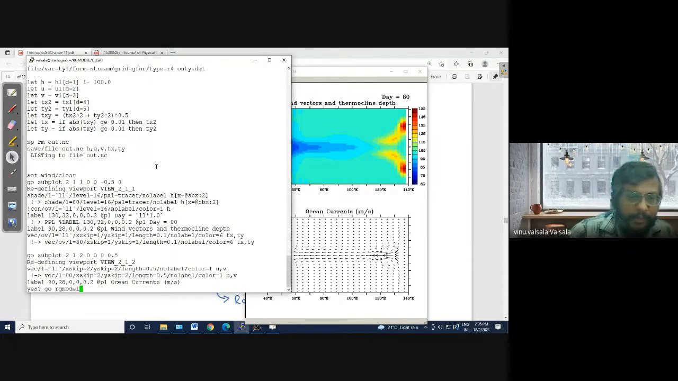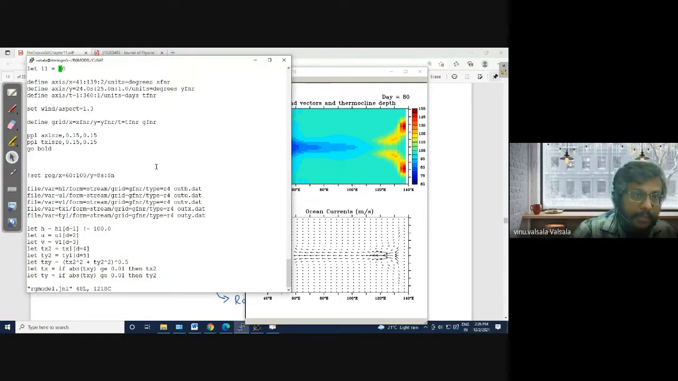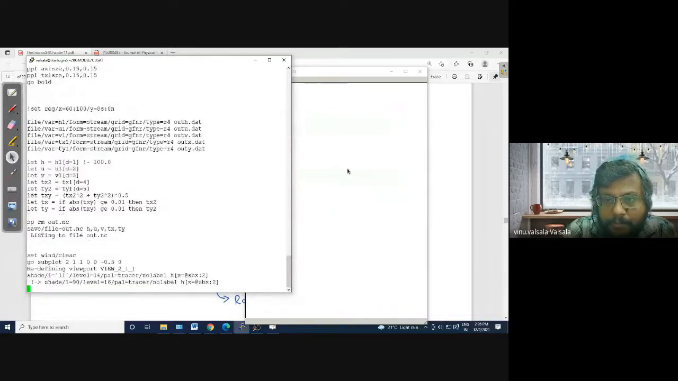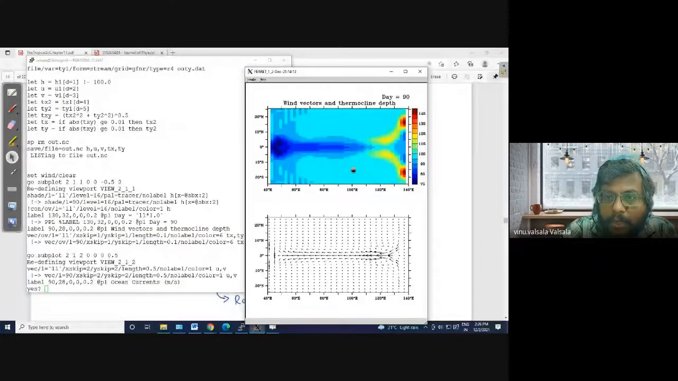Let us go ahead and see what happens on the 90th day. That means 3 months after our experiments. What happens? The picture is more clear: the Kelvin wave along the coast is proceeding further to the north, the Rossby wave is proceeding to the west, and the blue Kelvin wave has almost reached the center, and it also hit the eastern boundary now.